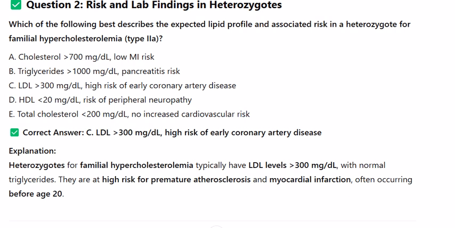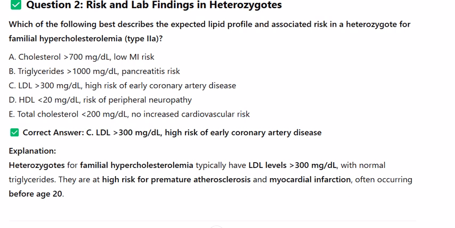C. LDL 300 mg per deciliter, high risk of early coronary artery disease. D. HDL 20 mg per deciliter, risk of peripheral neuropathy. E. Total cholesterol 200 mg per deciliter, no increased cardiovascular risk. Correct answer, C. LDL 300 mg per deciliter, high risk of early coronary artery disease.